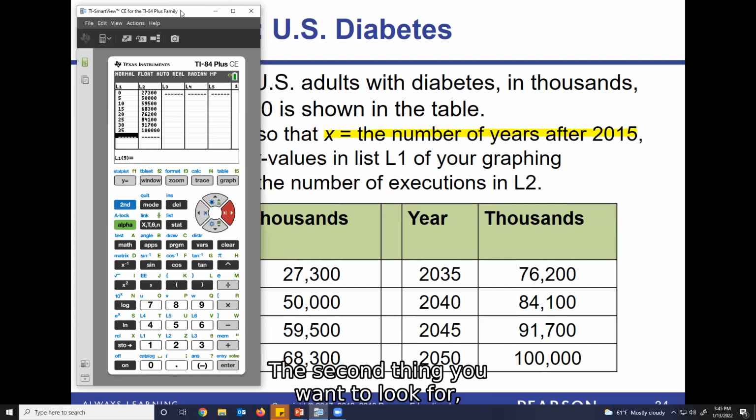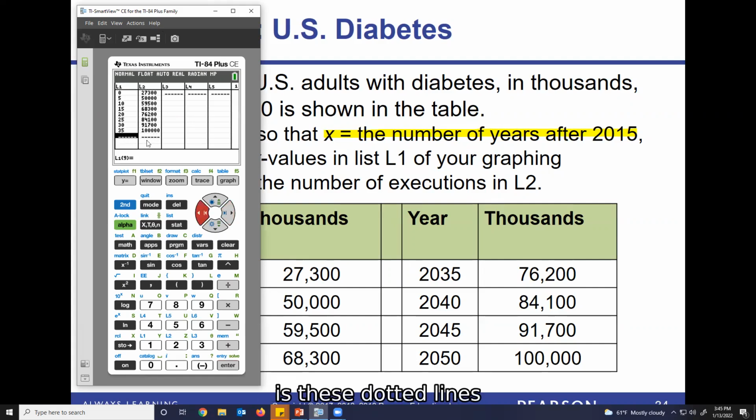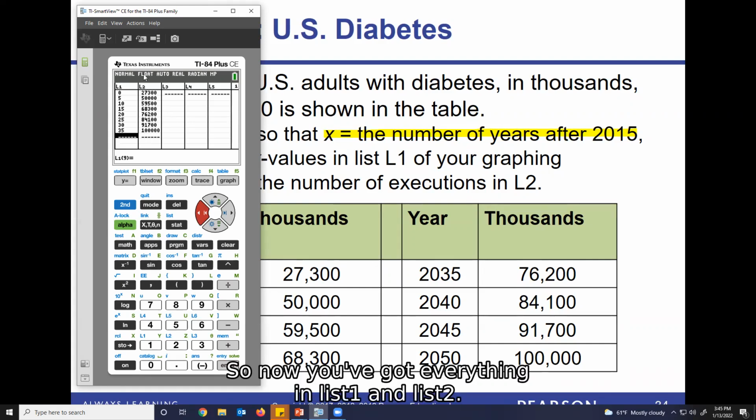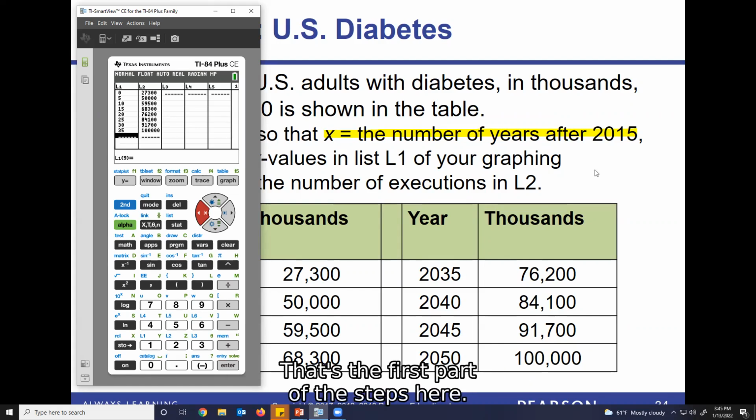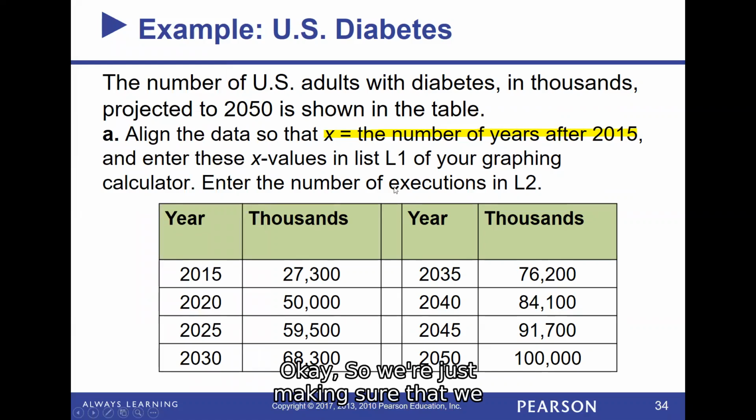The second thing you want to look for is, you guys notice I'm kind of pointing it out here, these dotted lines down here should line up. If they don't line up, you're going to get a little bit of an issue. Okay. So now you've got everything in list 1 and list 2. That's the first part of the steps here. Okay, so we're just making sure that we line it up and put them in list 1 and list 2.